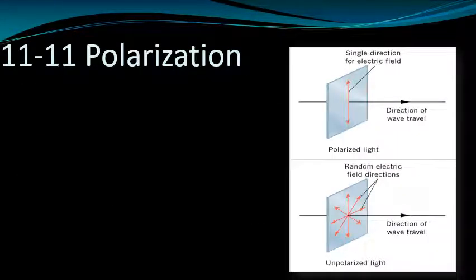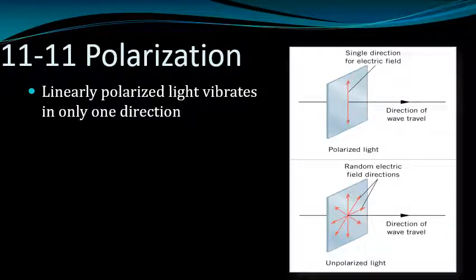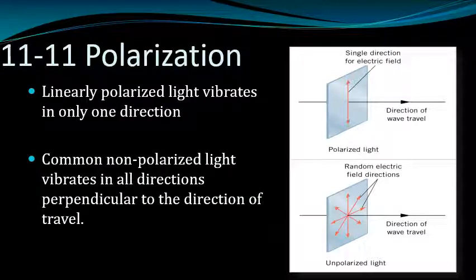Lesson 11:11, Polarization. Linearly polarized light vibrates in only one direction, just up and down or just sideways. Common light, non-polarized light, vibrates in all directions perpendicular to the direction of travel.